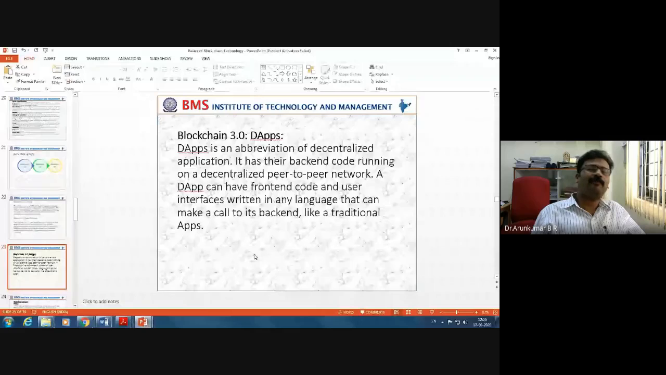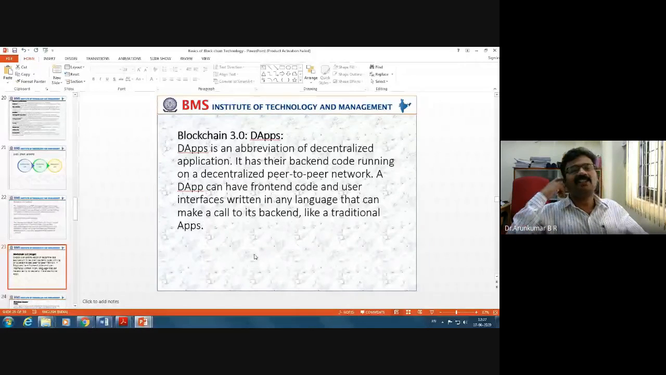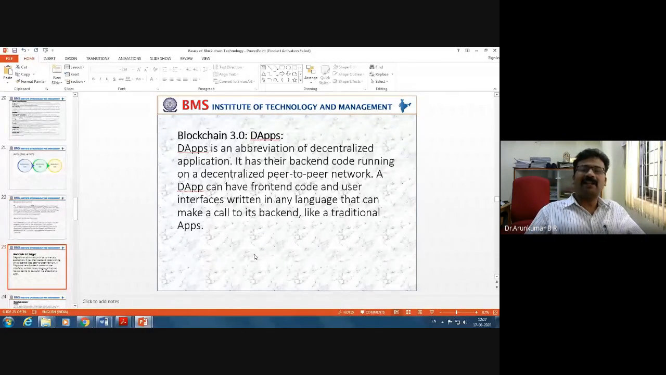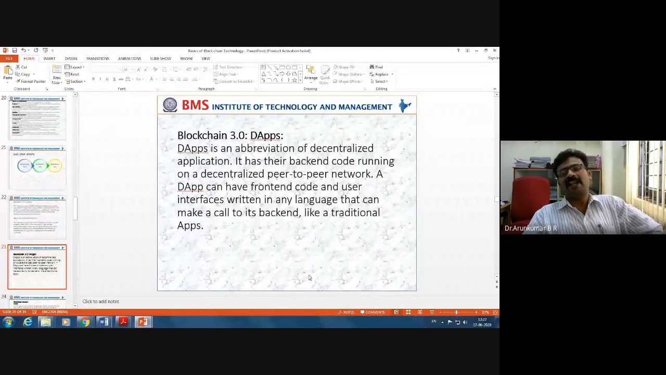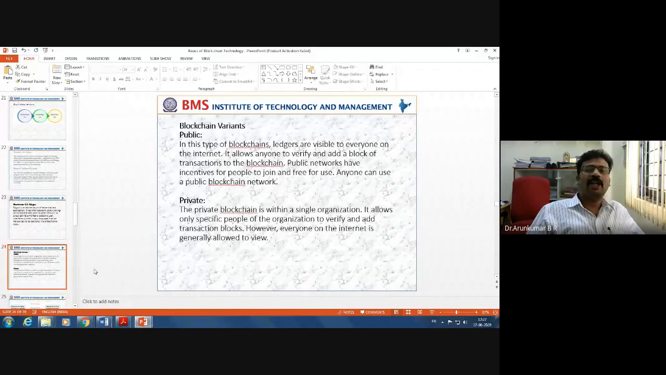The third type of blockchain version is blockchain 3.0, called DApps. DApp is an abbreviation of decentralized application. It has its backend code running on a decentralized peer-to-peer network. A DApp can have front-end code and user interfaces written in any language that can make a call to its backend, like traditional apps. Now, coming to the blockchain variants: public blockchain and private blockchain.